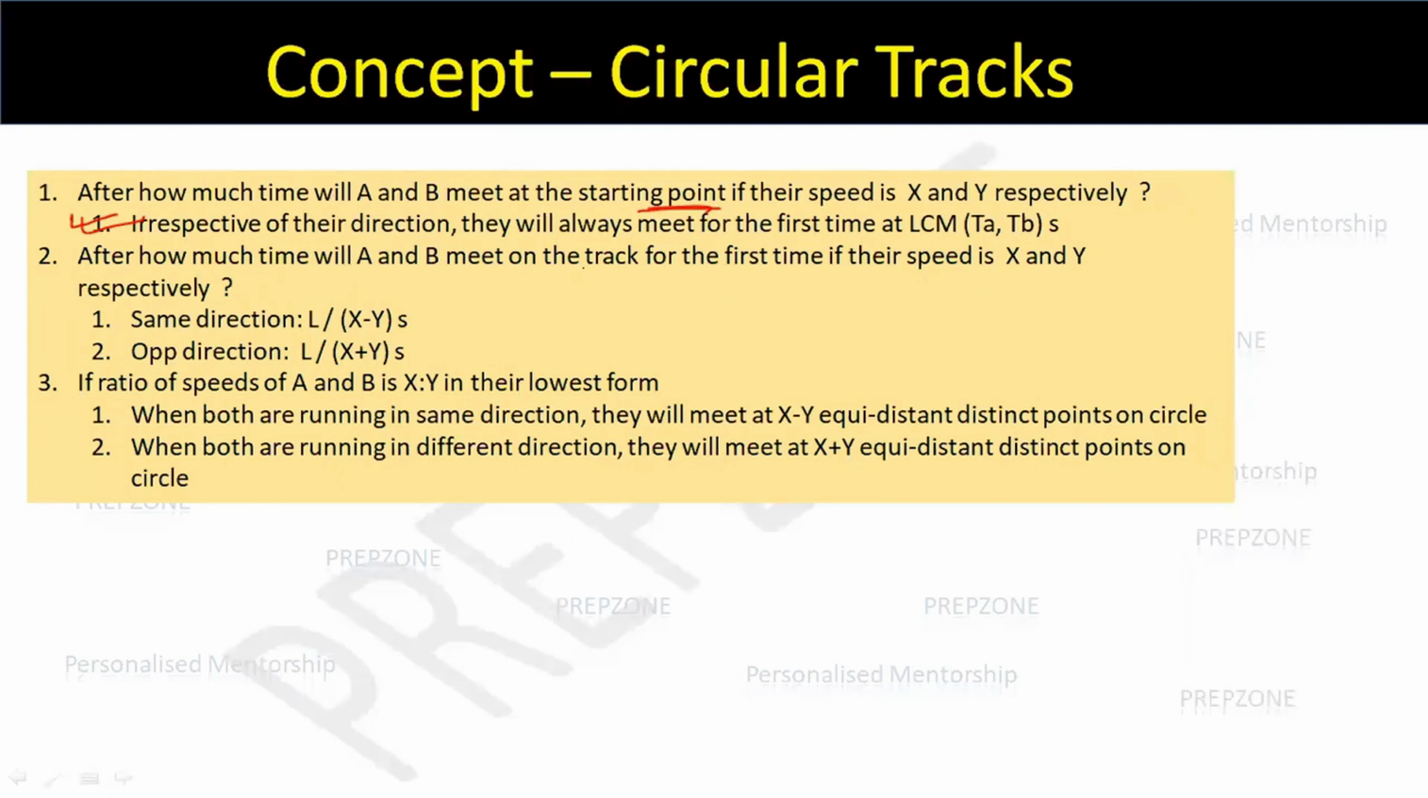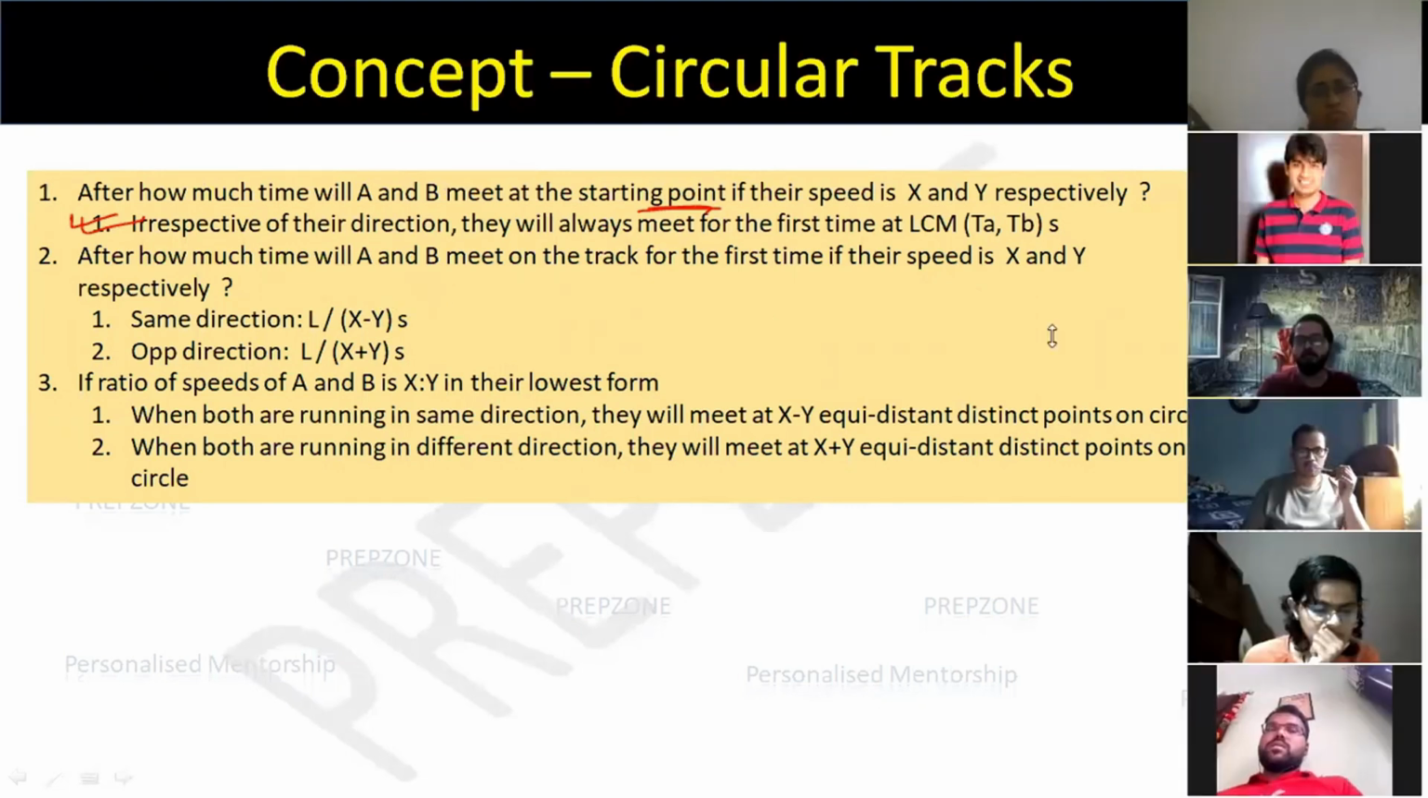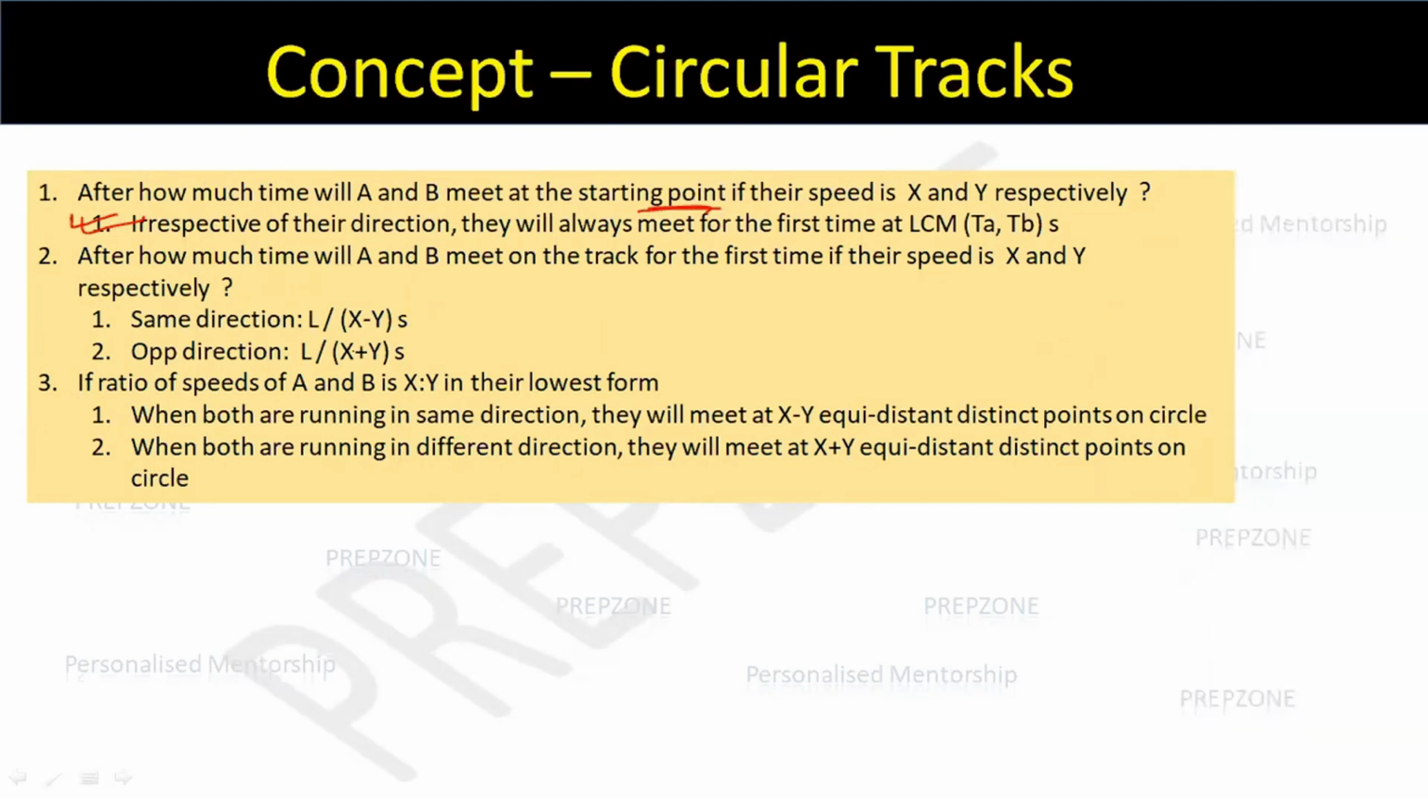So if they move in the same direction, then I know this is a question of relative speed, where the relative distance is L. Relative speed will be X minus Y if they're moving in the same direction, and X plus Y if they're moving in the opposite direction. Does anyone have any doubts so far? Is it clear where this formula is coming from?